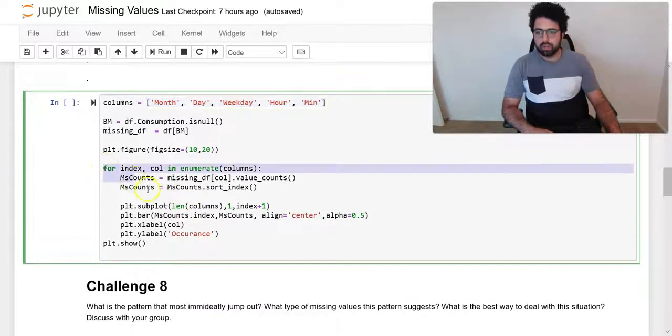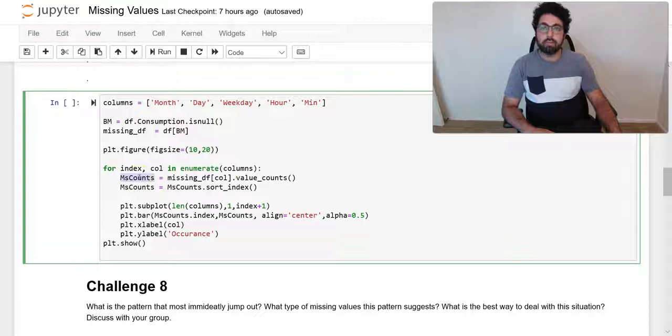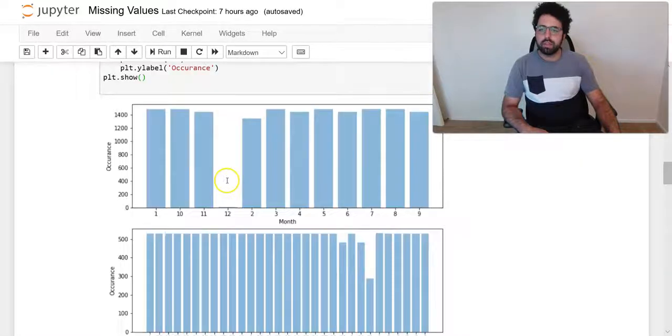And that's done using this code. Basically, I'm going through each of these columns and I use that column to create a value counts, like how many times those values are happening based on the missing DF. And then I use the bar charts to create those bar charts. Now we can see that the missing values are happening everywhere except for month 12. That's one thing to remember.